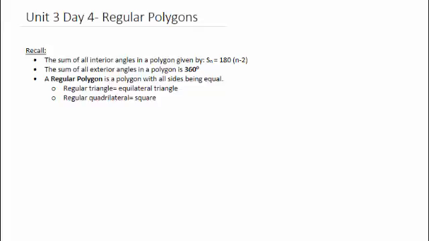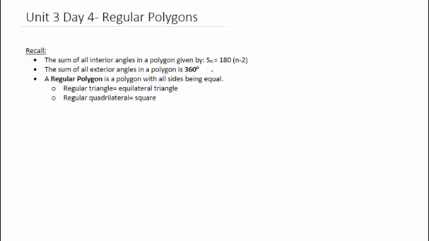Today we will be looking at Unit 3, Day 4, which is regular polygons. Before we start today's examples, there's a few things we need to recall. Firstly, the sum of all interior angles in a polygon is given by the following equation: 180 times n, which is the number of sides, minus 2.